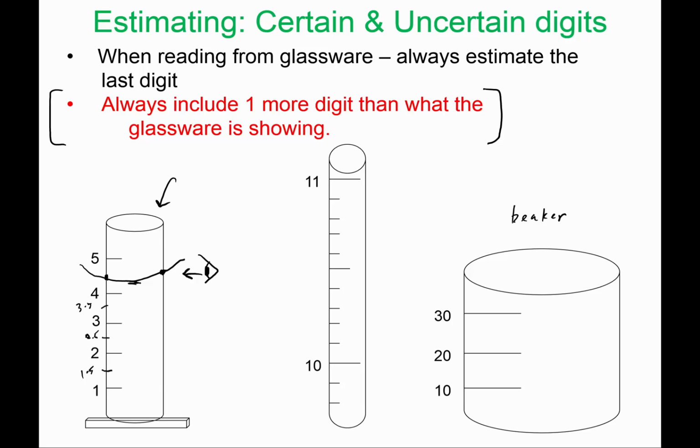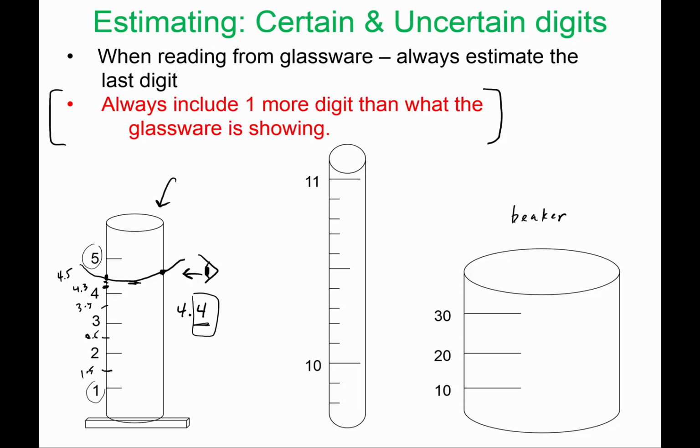3.5, and then this must be 4.5 here. But we are not at 4.5. We're a little bit less than that. This would probably be maybe 4.25 or 4.3. Okay, and we're a little bit above that, so we're probably at 4.4. And so this is what we're exercising with this bullet point here. It says one more digit than what the glassware is showing. So this is showing whole numbers only. So we could go one more digit past that.